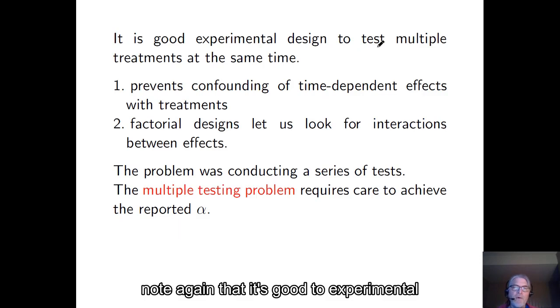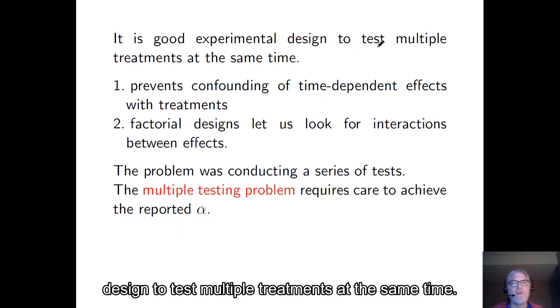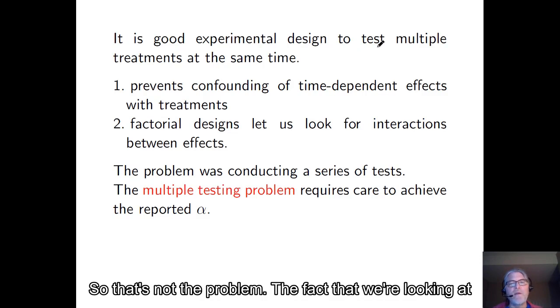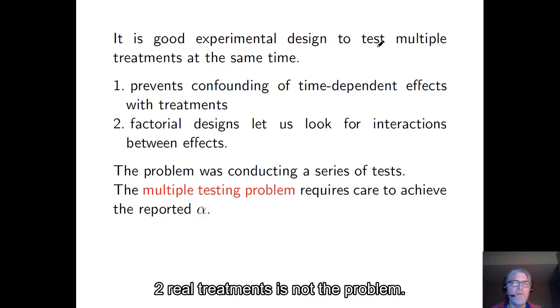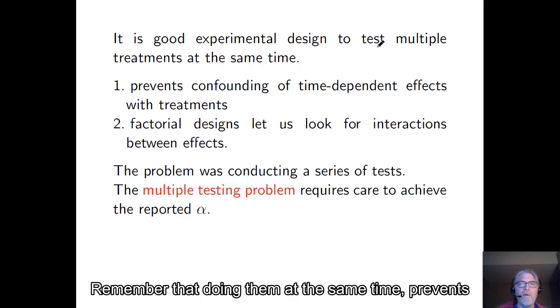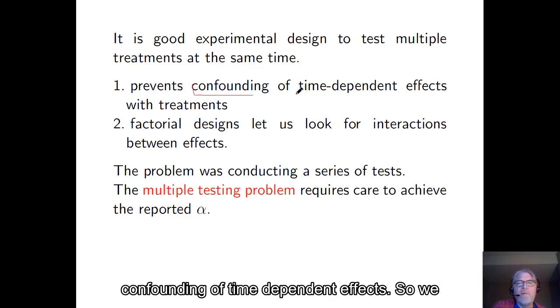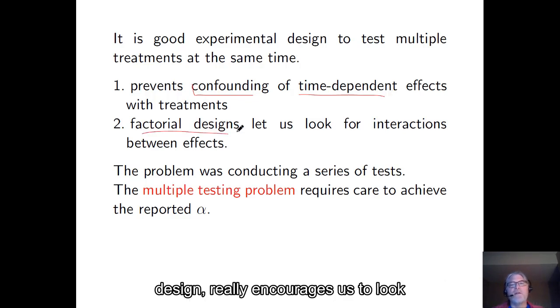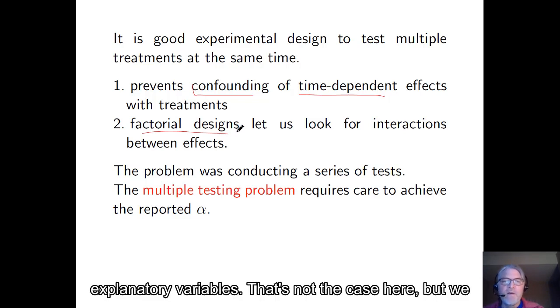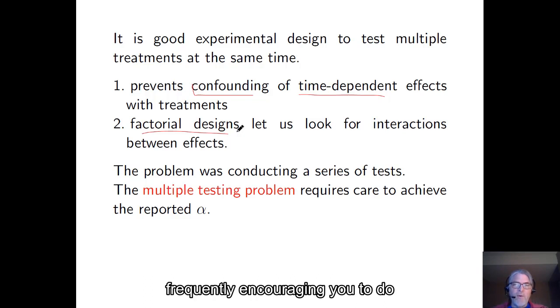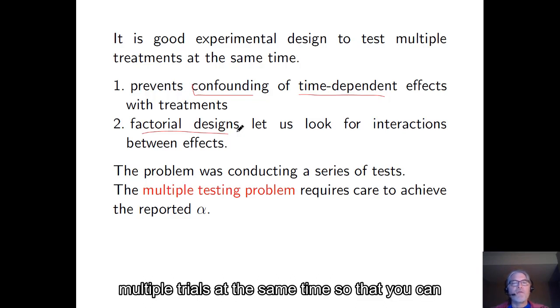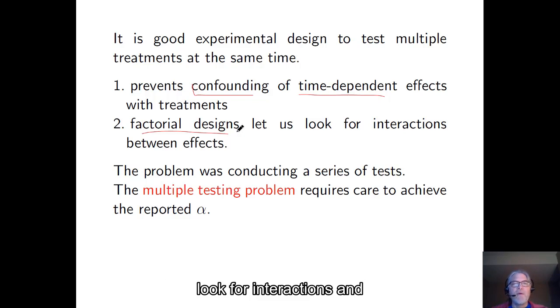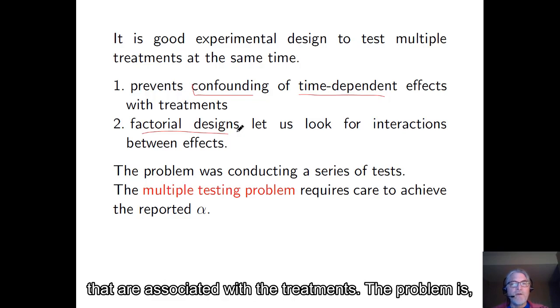So note again that it's good experimental design to test multiple treatments at the same time. So that's not the problem. The fact that we're looking at 3 different treatments, a placebo and 2 real treatments, is not the problem. Remember that doing them at the same time prevents confounding of time-dependent effects, so we don't want to do them in series. And the factorial design really encourages us to look for all possible interactions. That's when we're talking about multiple explanatory variables. That's not the case here, but we just want to emphasize that we're frequently encouraging you to do multiple trials at the same time so that you can look for interactions and prevent confounding effects that are associated with the treatments.